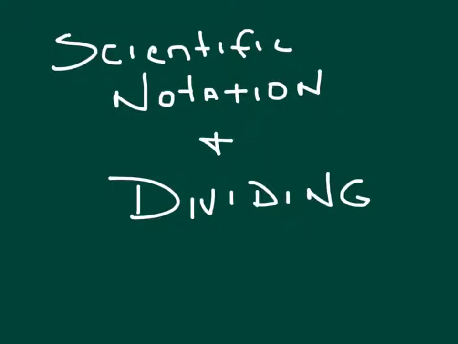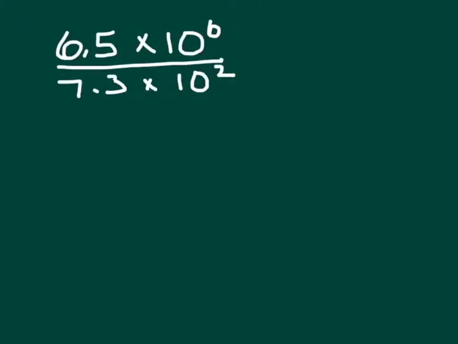Scientific notation and dividing. Okay, now we have 6.5 times 10 to the 6th divided by 7.3 times 10 to the 2nd.